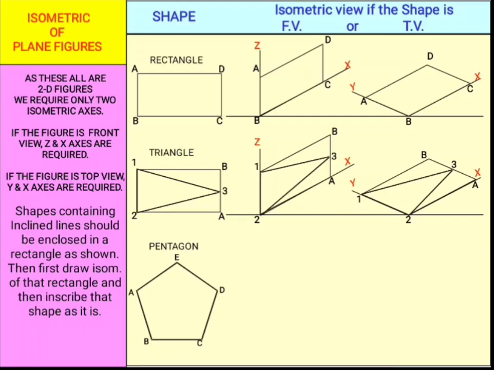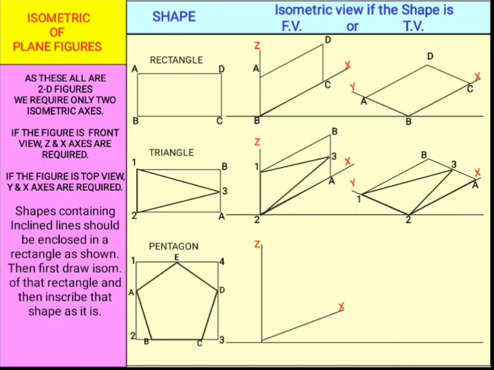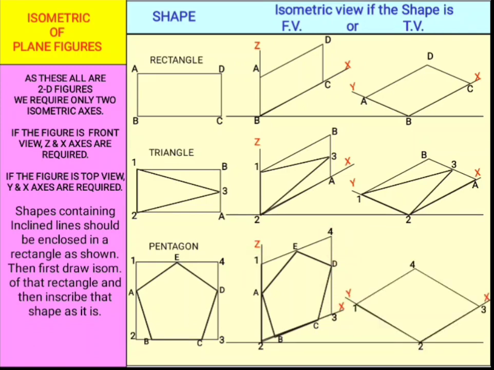Similarly, the pentagon. Here also non-isometric lines are there, so I am enclosing this one in a rectangle and drawing the projections of this rectangle in the isometric planes and getting these points A, B, C, D and E along these lines 1, 2, 2, 3, 3, 4 and 4, 1. Similarly, we can construct the top view of this pentagon like this on the XY plane.